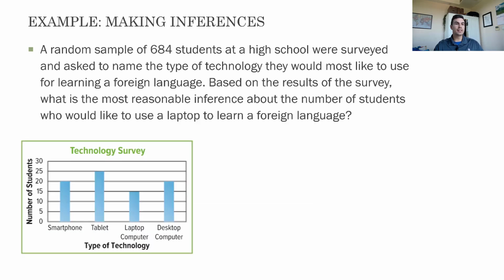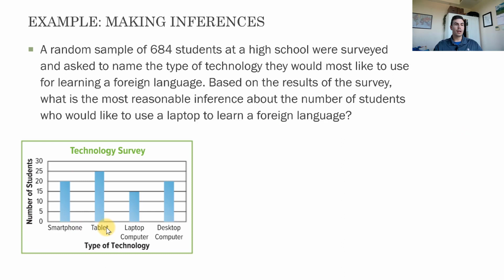Okay, let's make some inferences now. We have a sample group of 685 students at a high school. They are going to be surveyed and asked to name the type of technology they would most like to use for learning a foreign language. Based on the results of the survey, what is the most reasonable inference about the number of students who would like to use a laptop to learn a foreign language?